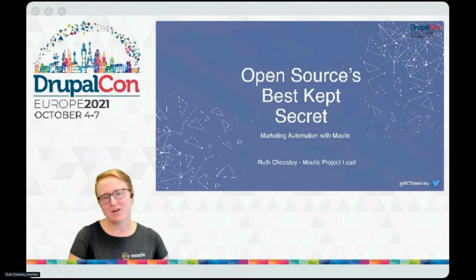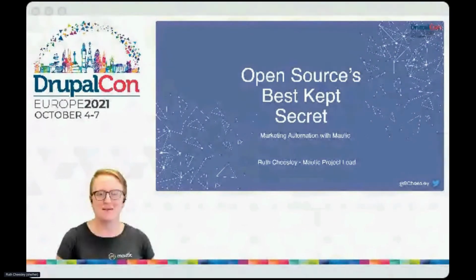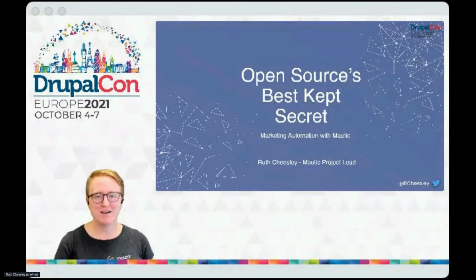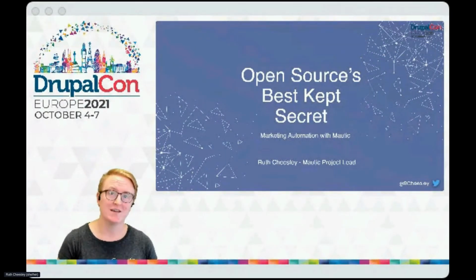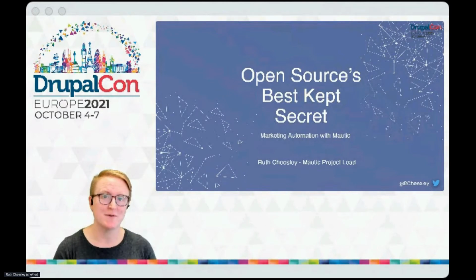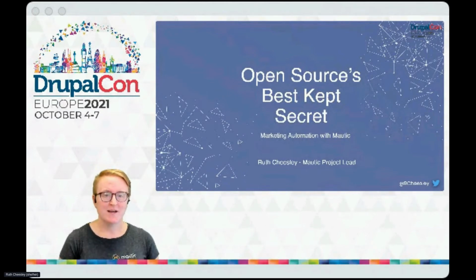I'm going to be talking a little bit about open source's best kept secret, and that is marketing automation with Mautic, which is an open source marketing automation platform. My name is Ruth Cheesley. I'm project lead for Mautic.